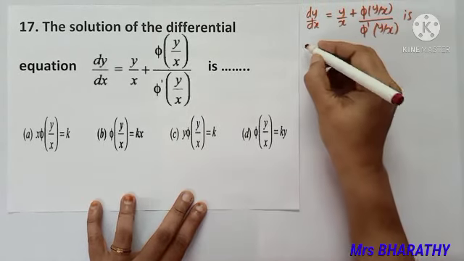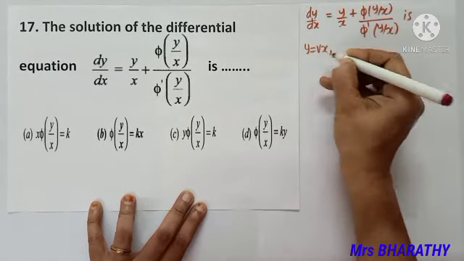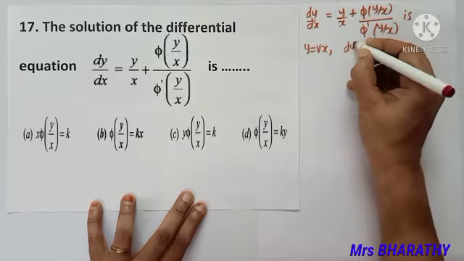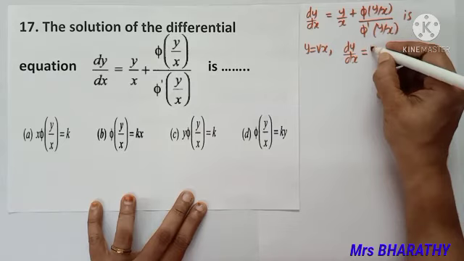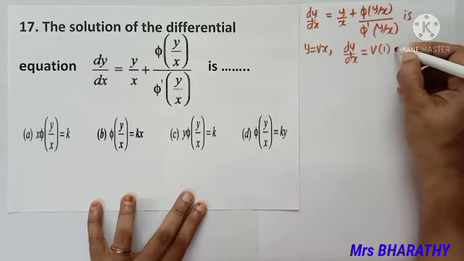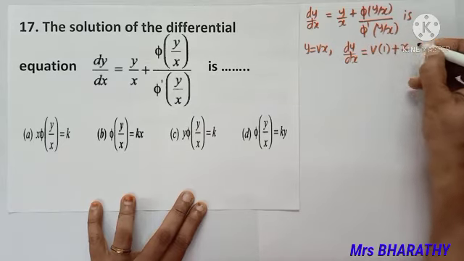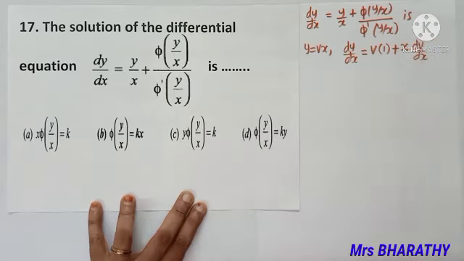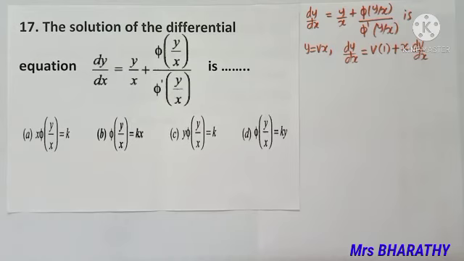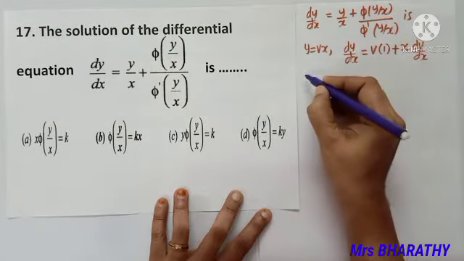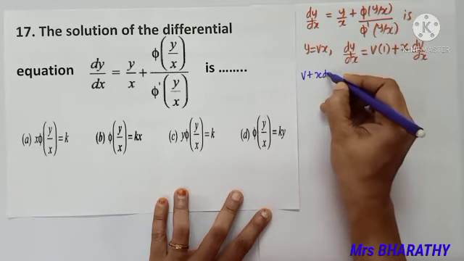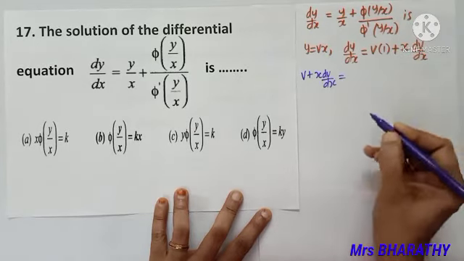So let us put y equals vx. As I differentiate, y becomes dy by dx. Vx: keep v, x becomes 1, plus keep x, v becomes dv by dx. As I substitute in the given question, dy by dx is v plus x dv by dx.